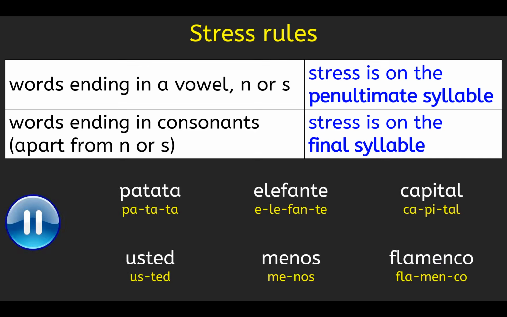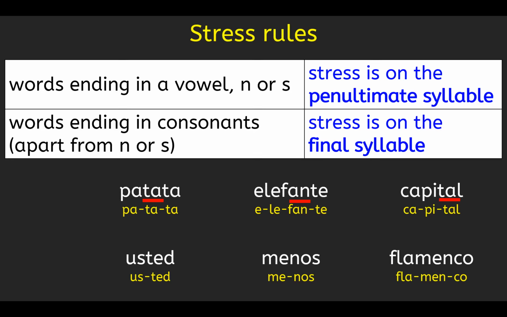Here is a selection of Spanish words. You may remember some of them from the last video. Pause the video and work out which syllable the stress falls on in each word according to the rules. In the first word, the stress falls on the penultimate syllable as the word ends in a vowel. Patata. Elefante ends with a vowel, so the stress falls on the penultimate syllable.